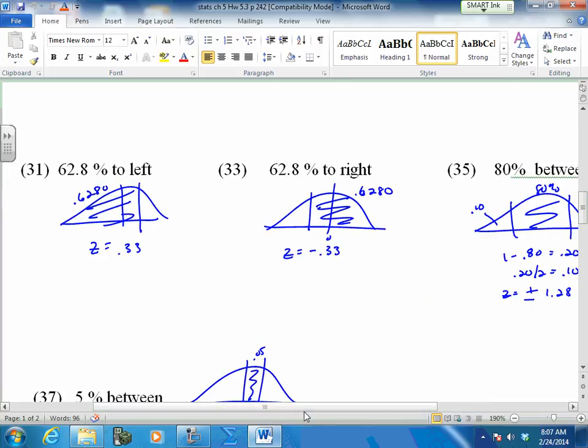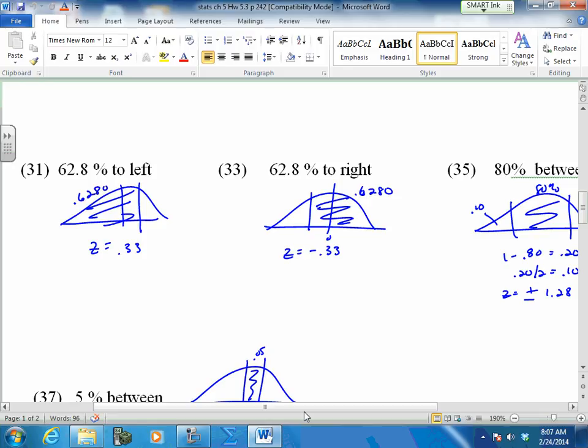All right, 62%. And here's another one. Same percentage, one to the left, one to the right. They have to have the same z-score. It's covering the same area. So when I'm looking at my area to the left, this is greater than 50%. I look this up, I get a z-score of 0.33.